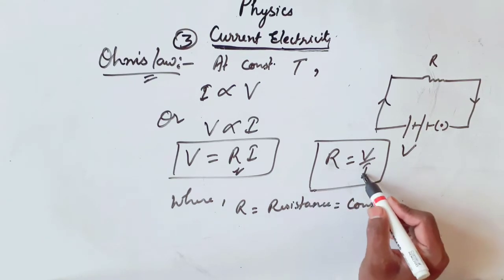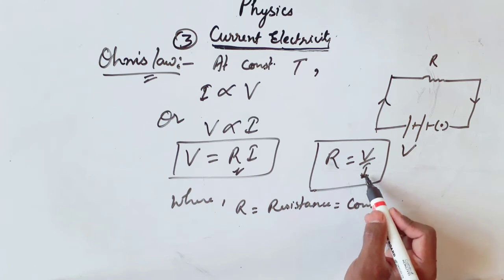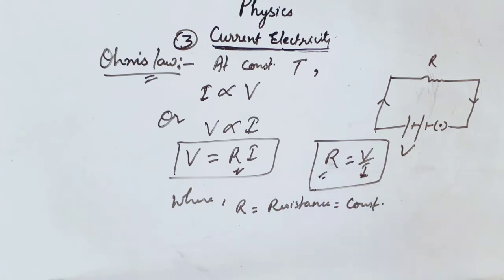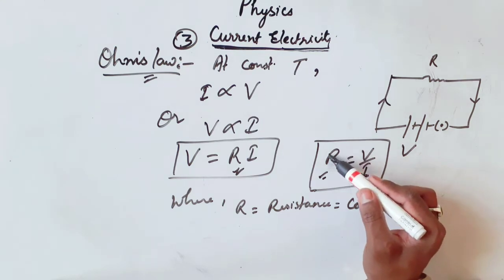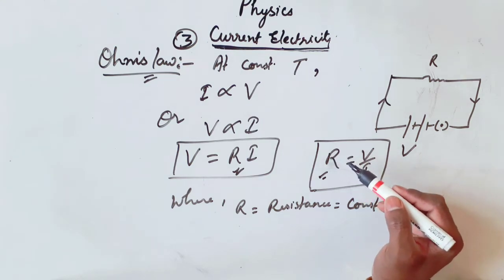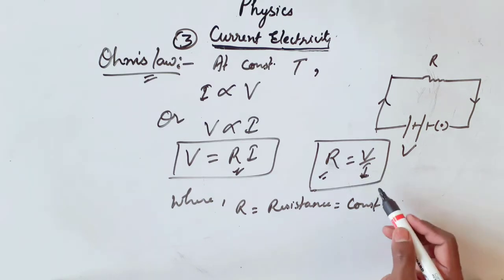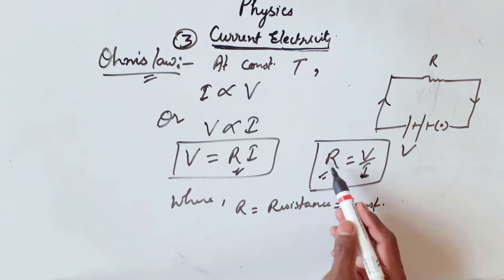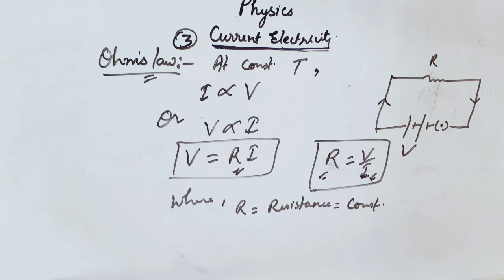So according to this formula, we can say the electric current flowing through the circuit will be inversely proportional to the resistance of the circuit. So if the resistance of a circuit is doubled, then the electric current flowing through the circuit becomes half. And if the resistance of the circuit becomes half, then the electric current flowing through the conductor will be doubled.